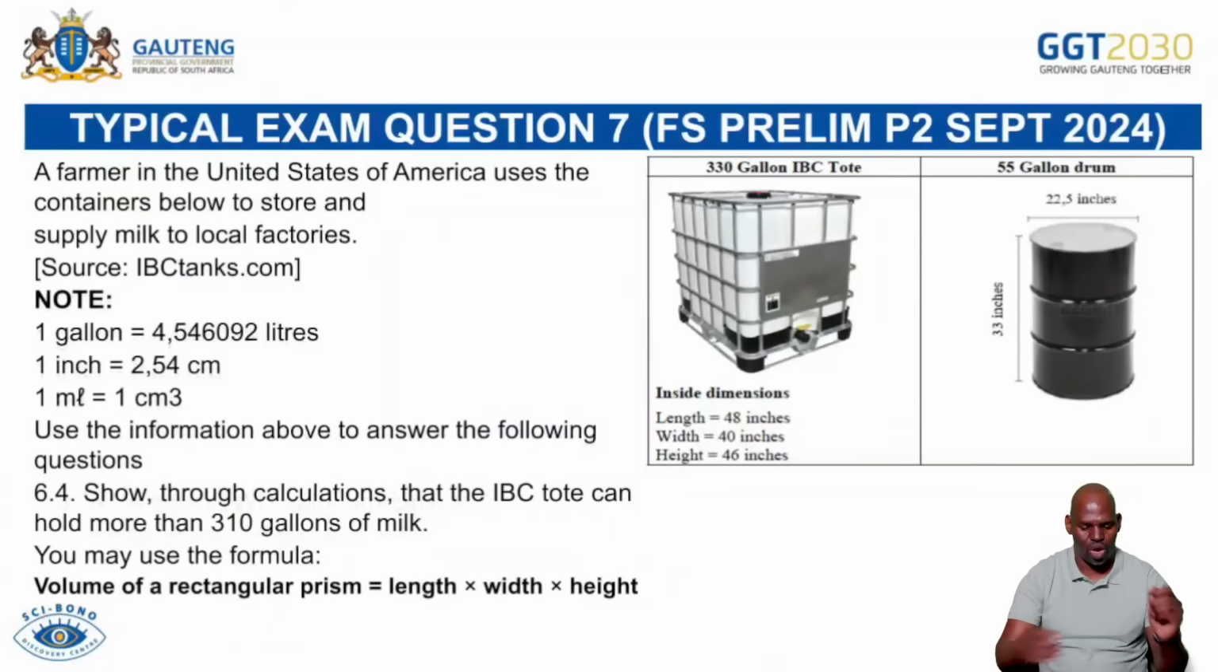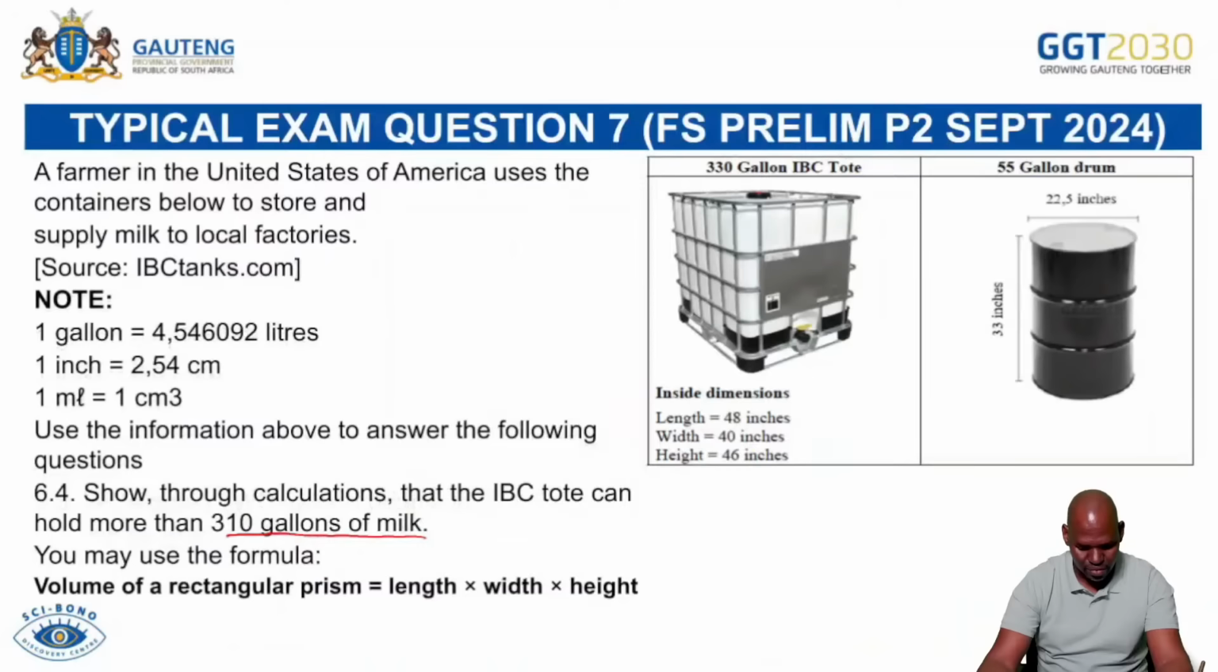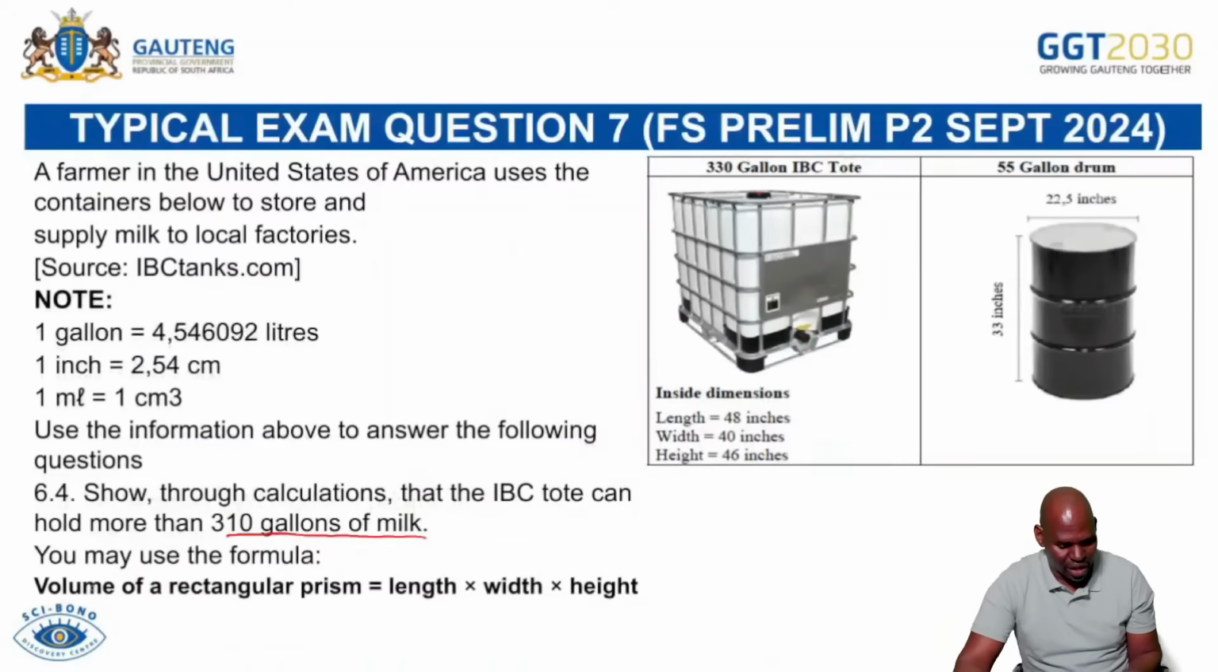The next one is 6.4. Show through calculations that the IBC total can hold more than 310 gallons of milk. So now we need to calculate the capacity of the IBC. We must first calculate the volume. They say 310 gallons, so what we can do is calculate the capacity in liters, and then after that convert it to gallons. First thing, the volume.